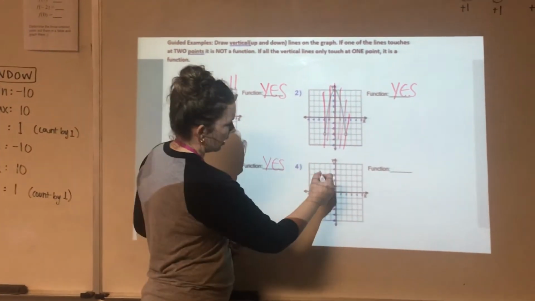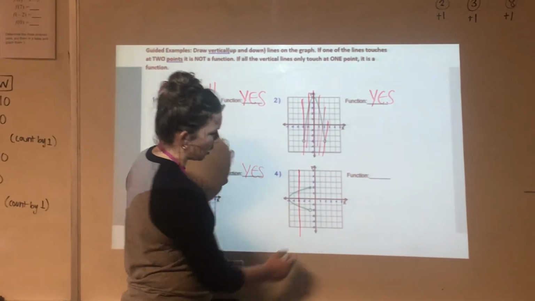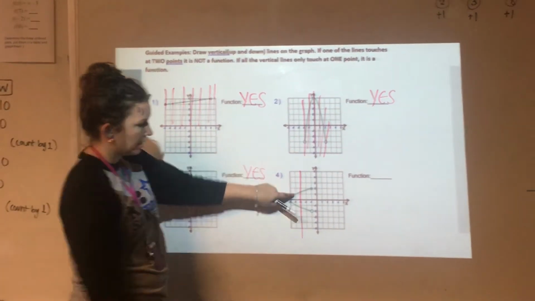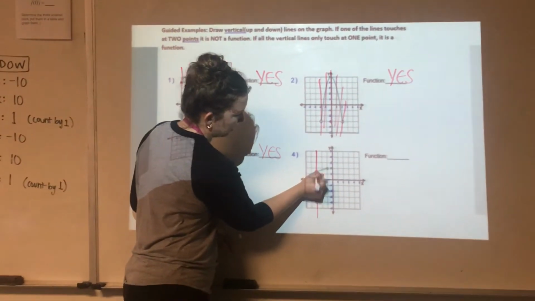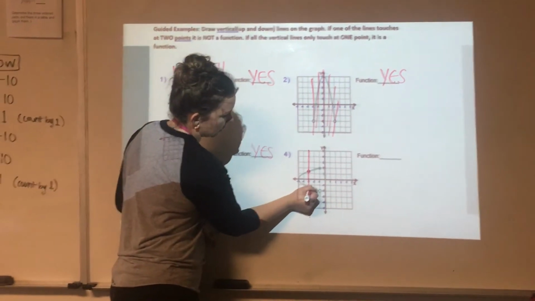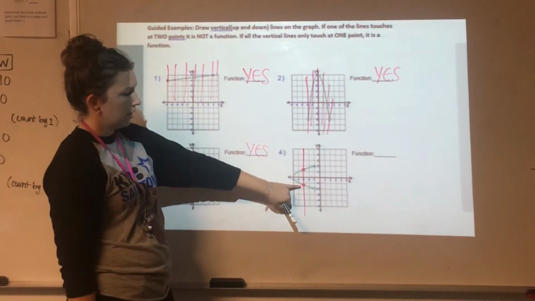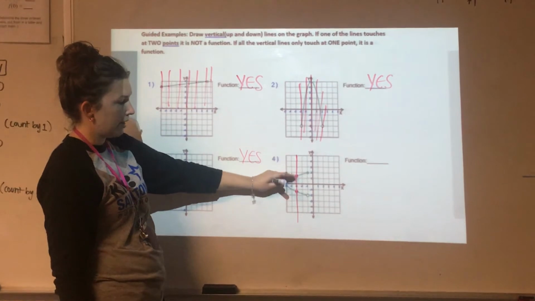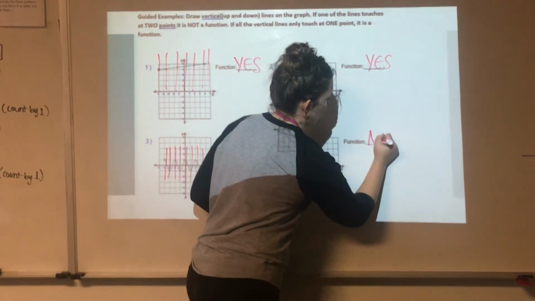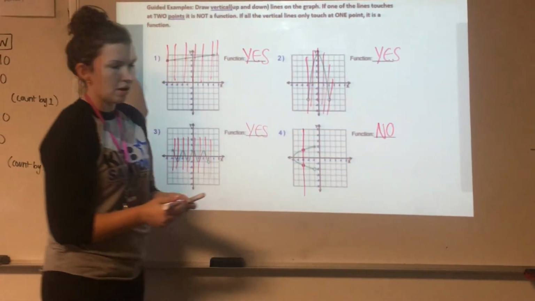My last one, I draw one. I can even just start with one line. And I see that this line already touches my graph here. And it touches my graph here. This is not a function because I have 2 parts of my graph on top of each other. So no, it is not a function.